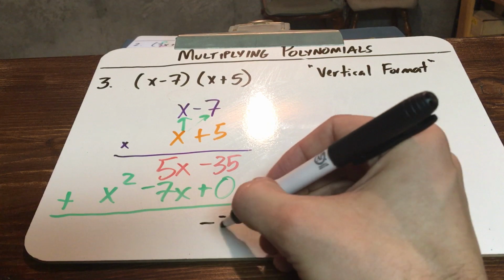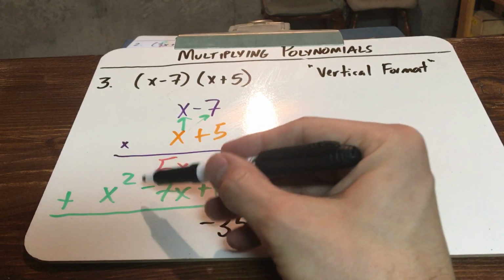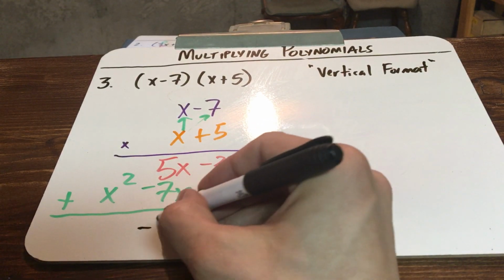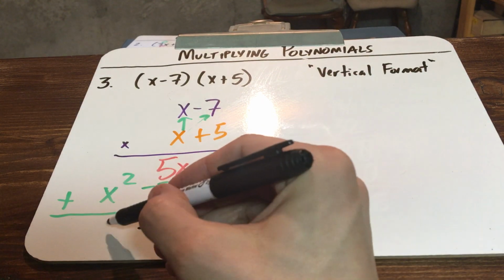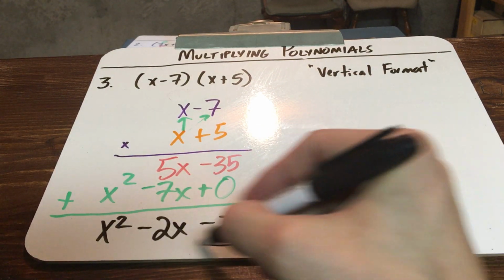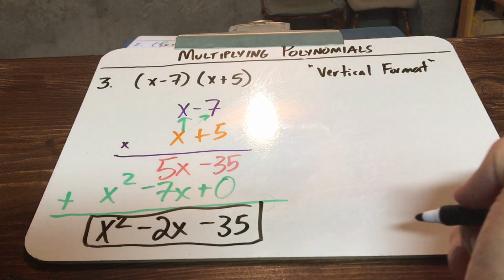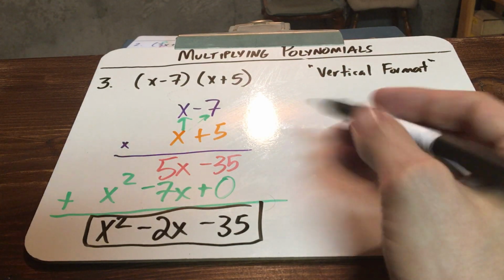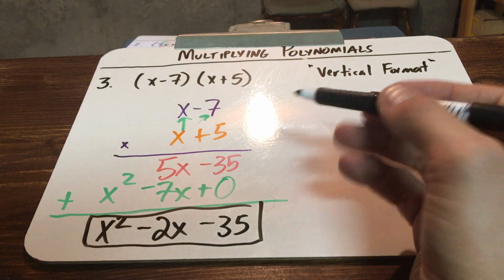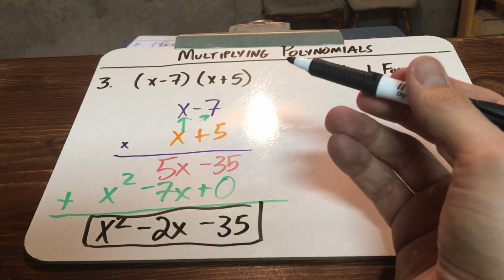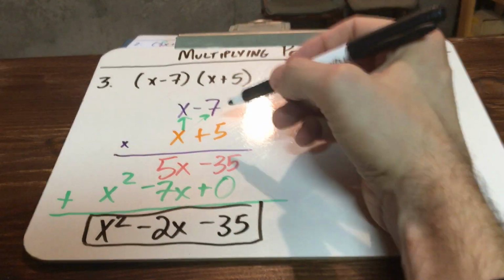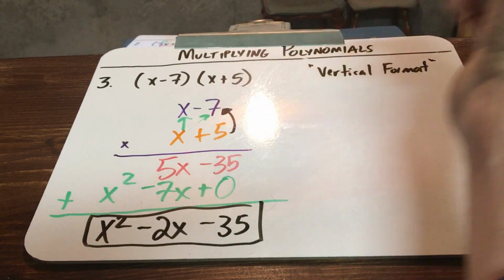Negative 35 plus 0 is negative 35. Here, 5x minus 7x, 5 minus 7 is negative 2x. And then x squared doesn't have anything to combine with, so you just drop it down, right? And so I actually have 8th graders who use this strategy. It's familiar to them because it's the same way they learned in elementary school and in 5th grade, 6th grade, 7th grade.